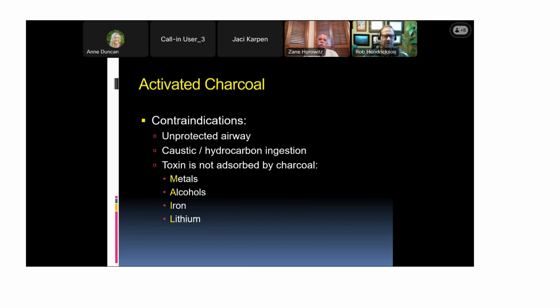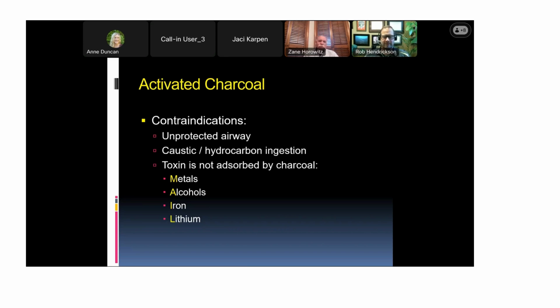Yeah, and so the caustics and hydrocarbons are contraindications because someone is, well, the hydrocarbons because we don't want to put anything in the stomach because we don't want them to throw up. The caustics is mostly because the damage is already done and we're going to make our endoscopy colleagues' view of the esophagus and stomach very, very problematic.